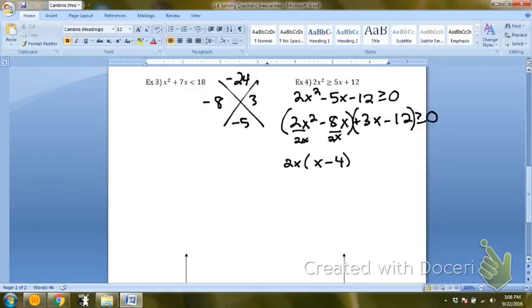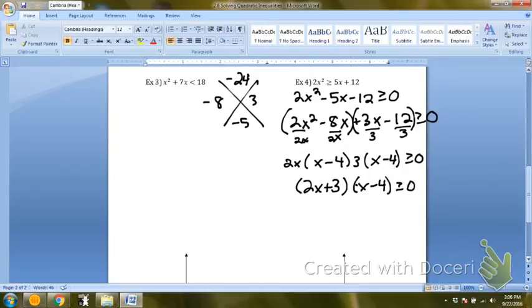What can I pull out of the second group here, Anthony? A 3. Which leaves me with x minus 4. Justin, what's my final step here? Put the outer two together. Okay, so 2x plus 3 and x minus 4. And then what do I have to do with each of these things now? Solve for x. Okay, so go ahead and set these equal to 0, and you should get numbers.